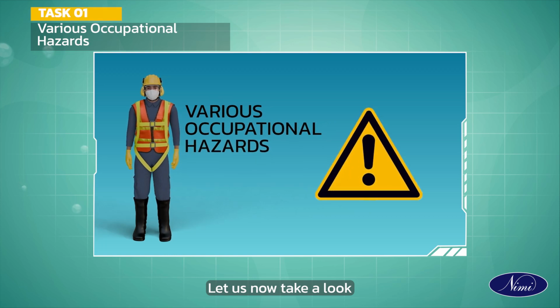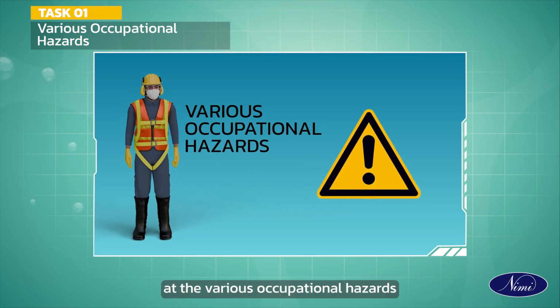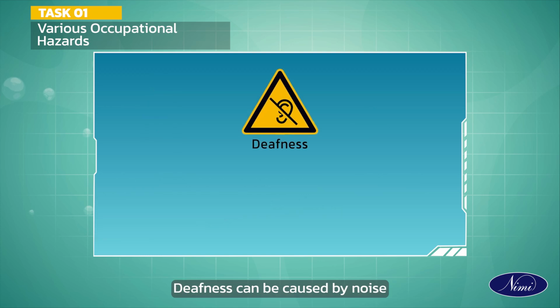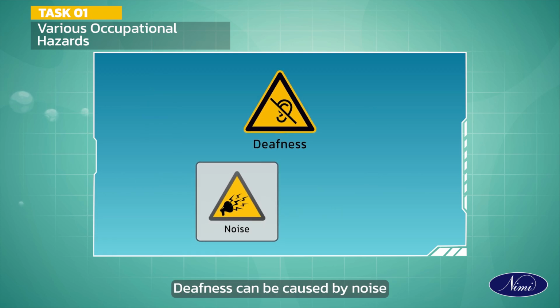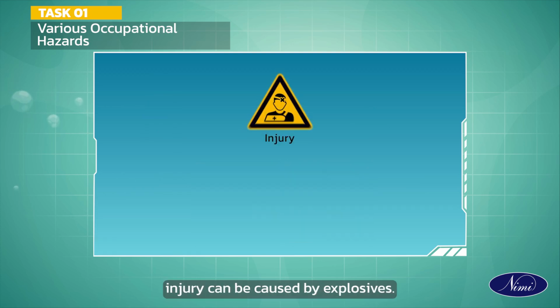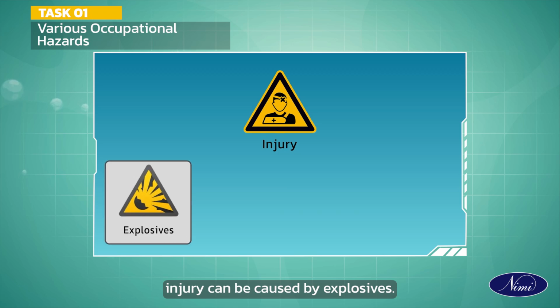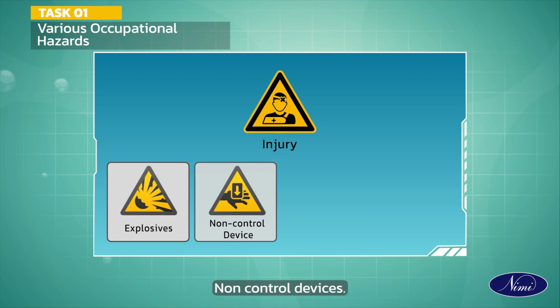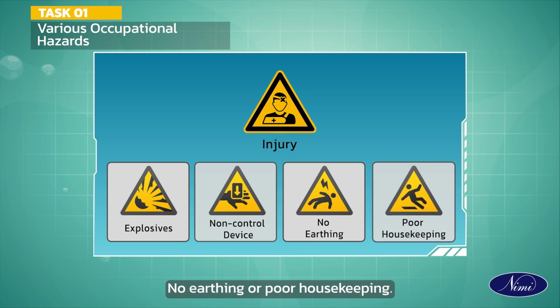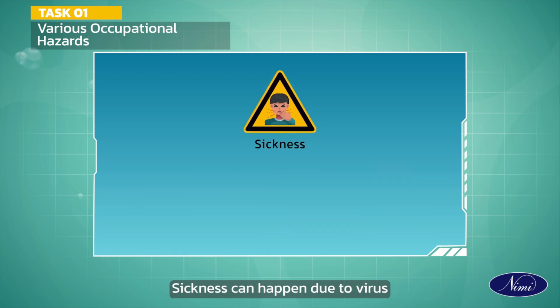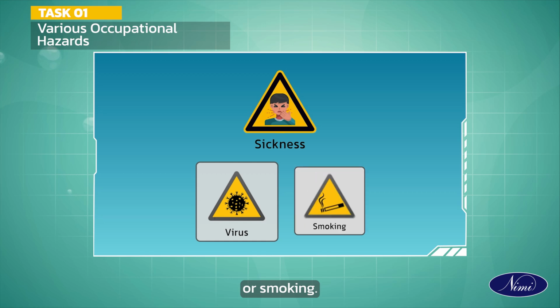Let us now take a look at the various occupational hazards and their sources. Deafness can be caused by noise or explosives. Injury can be caused by explosives, non-controlled devices, no earthing, or poor housekeeping. Sickness can happen due to virus or smoking.